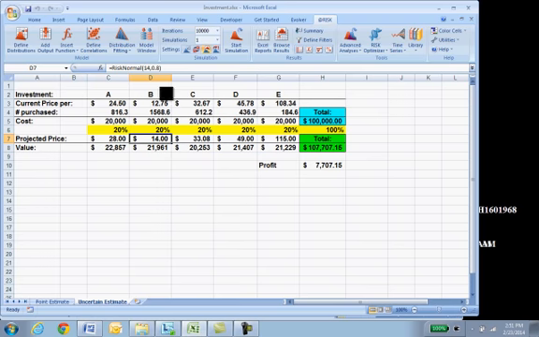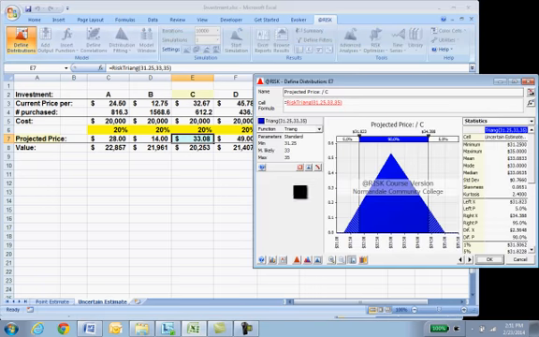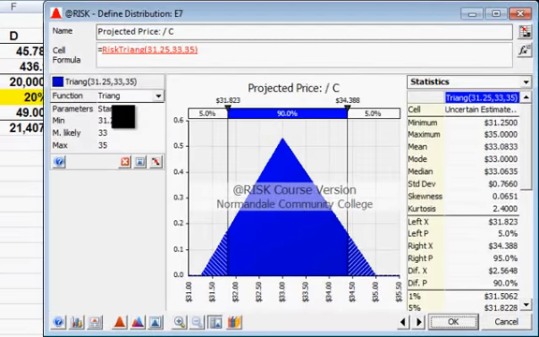Similarly, for investment B, that's a normal distribution. For investment C, I put in a triangular distribution. I like the minimum. I'm pretty darn sure it's higher than that. Maximum, I'm pretty darn sure it's not higher than that. And most likely, I think that's what it's going to be. In this case, I put in 33.